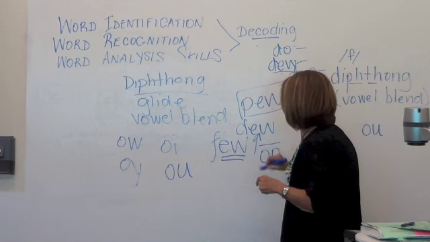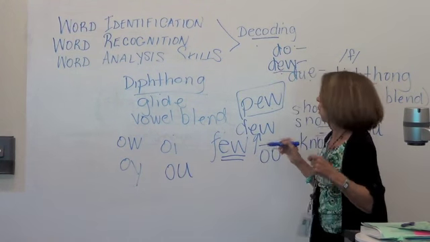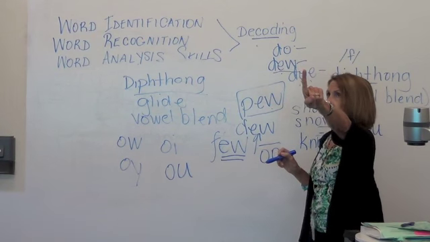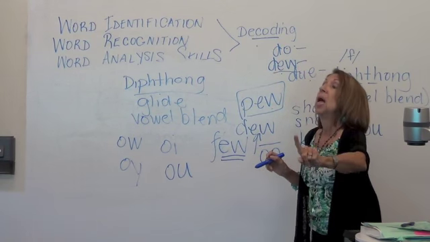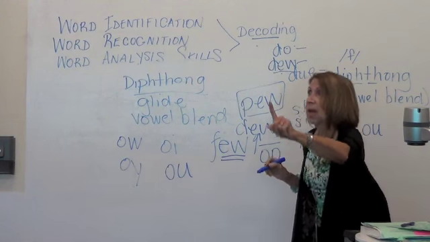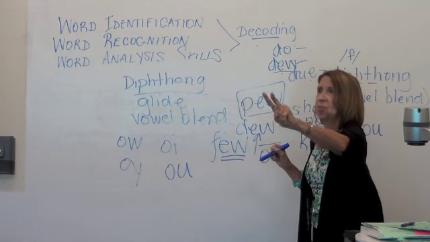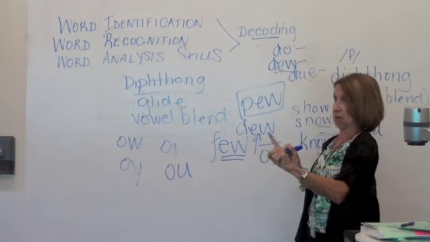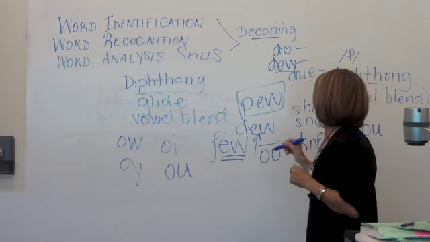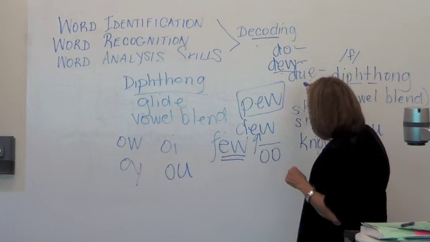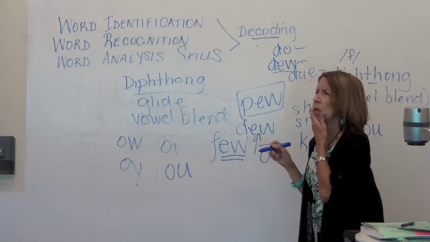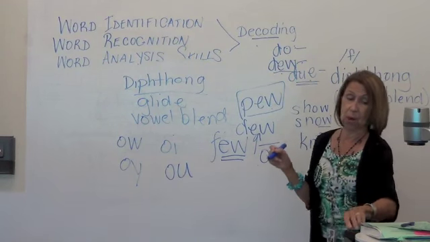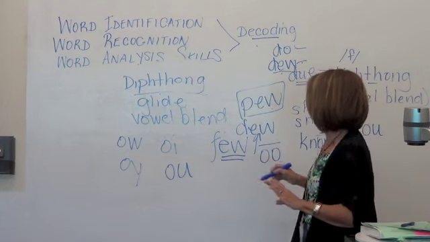So we have a long double O sound, which makes it like a what? Two vowels, one sound? Digraph, all right? Just remember consonant, two vowels, one sound, consonant, digraph. Two vowels, one sound, digraph. Do, do, do. Some people might say it differently, but for our purposes, we're not.